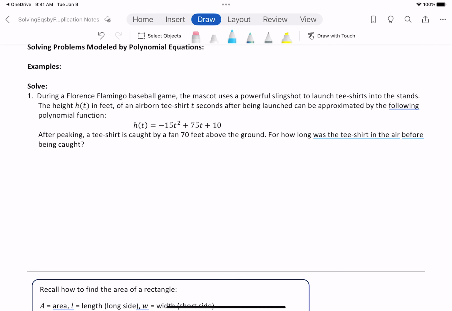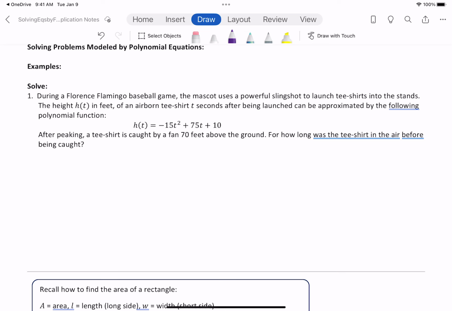Alright, so next we're going to look at some application problems, and these are why we learn to solve polynomial equations by factoring. So this first one says, during a Florence Flamingo baseball game, the mascot uses a powerful slingshot to launch t-shirts into the stands. The height given by h(t) in feet of an airborne t-shirt t seconds after being launched can be approximated by this given polynomial function.